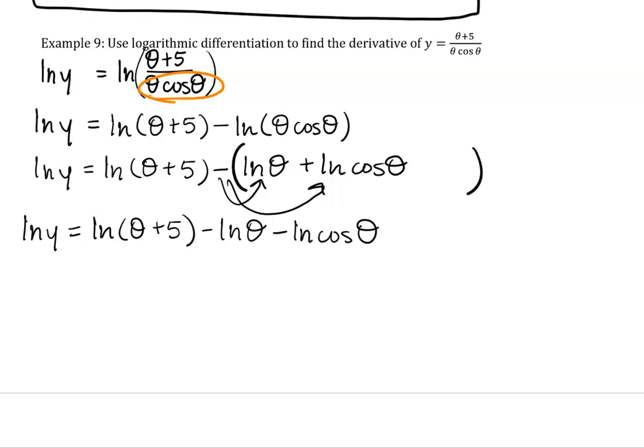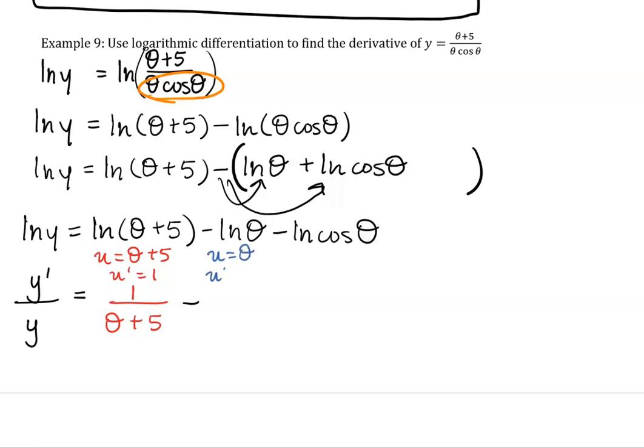And so now we're going to start taking the derivative of both sides. The derivative of natural log y is y prime over y. That's just using the u prime over u rule. We're using the same rule here. U is theta plus 5. U prime is 1, so this derivative is 1 over theta plus 5. Using the same rule for the second one, u is theta. Derivative of theta is just 1. So this is 1 over theta. Same rule for the last one. U is cosine theta. The derivative of cosine theta is negative sine theta. So we have a negative sine theta over cosine theta.